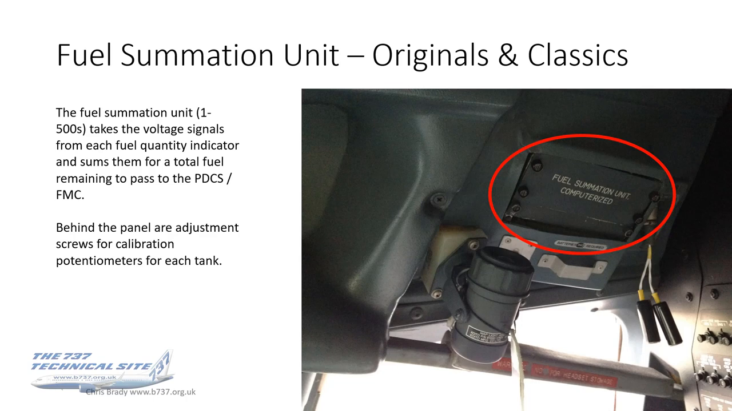Some of the originals, those with a PDCS or an FMC, and all of the classics had a fuel summation unit, which, as it boldly says up there, is computerized. This is above the FO's shoulder, and these take voltage signals from the quantity indicators and sum them to pass that figure to the FMC. So that's what that's there for. It's purely to give a fuel figure to the FMC. Behind that panel, you've got adjustment screws for the calibration potentiometers for each tank. So there are six of those.